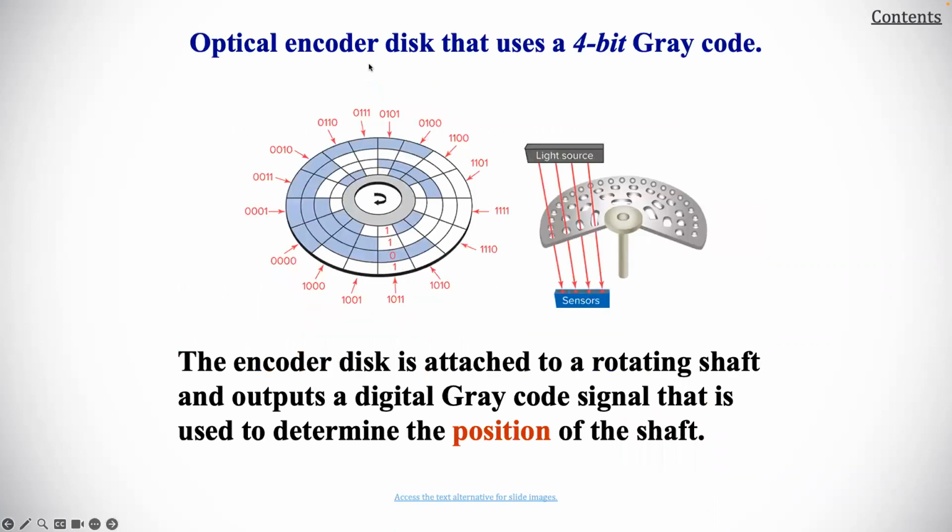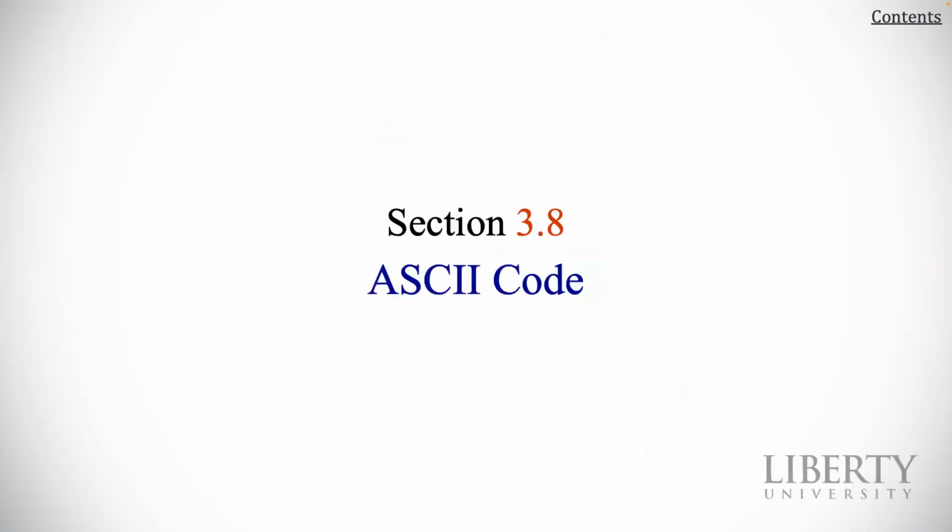For optical encoder disks that use a 4-bit gray code, the encoder disk is attached to a rotating shaft and outputs a digital gray code signal that is used to determine the position of the shaft.